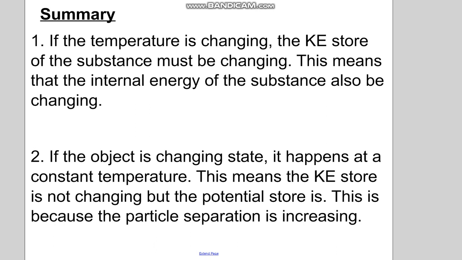So the links are always the same. You're going from changes in temperature or not, interpreting that in terms of changes in kinetic energy store or the potential energy store, and then interpreting that in terms of changes in the internal energy store. The sequence is always the same.